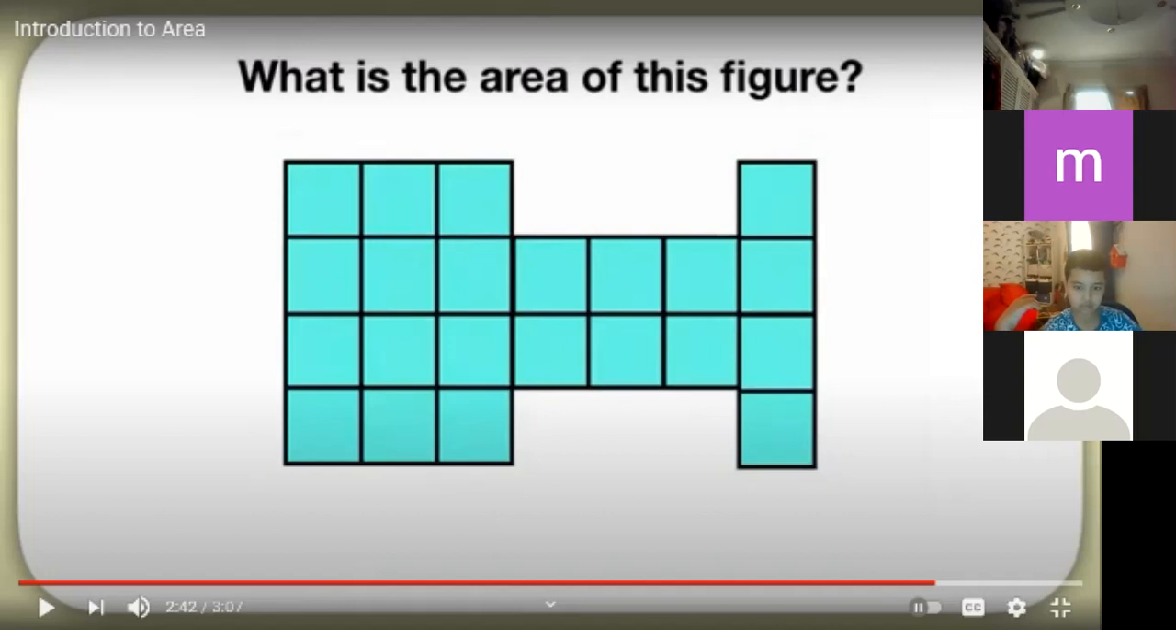Yazan, this one is for you. Can you hear me? Yeah, I can hear you. So what is the area of this figure?